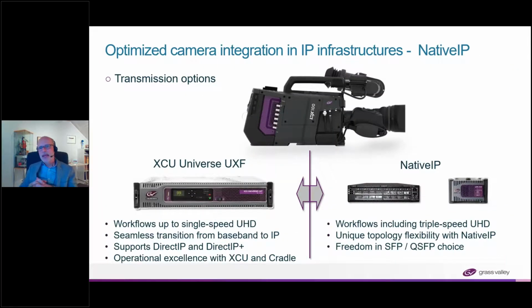But in addition, the LDX 100 not only supports native IP, it also is backward compatible to the camera base station. So you can start using a camera base station if you still need baseband connections, for example, or if you want to use direct IP or whatever you want, but you can migrate to native IP at any time you want to. And you can mix and match cameras even in one production between native IP and direct IP and connection directly to an XCU and using the IP output from the XCU or the baseband output from the XCU. So you have all the flexibility with the system.